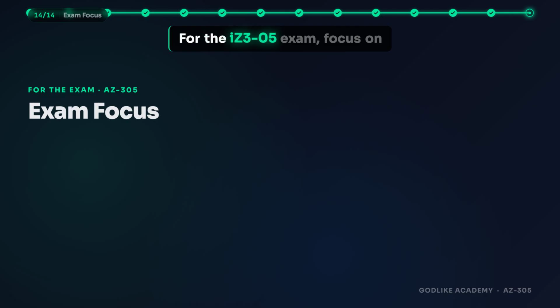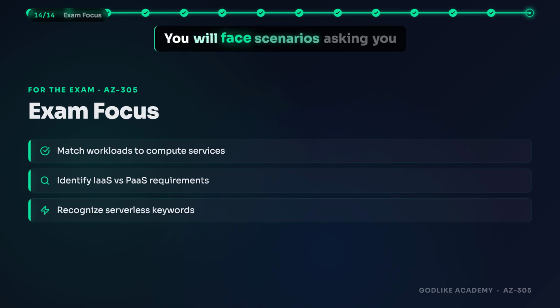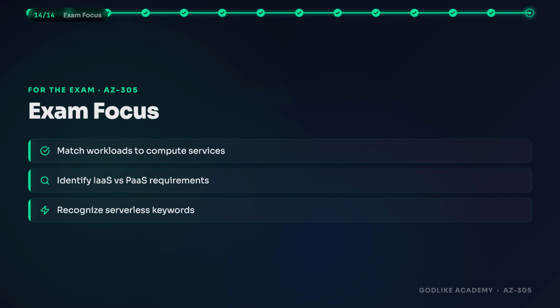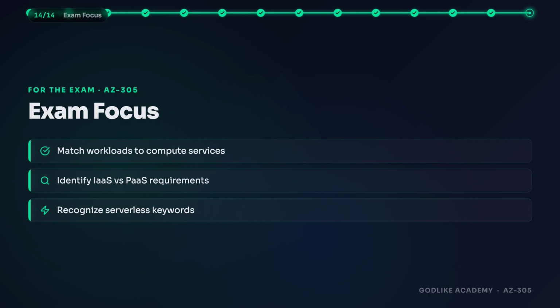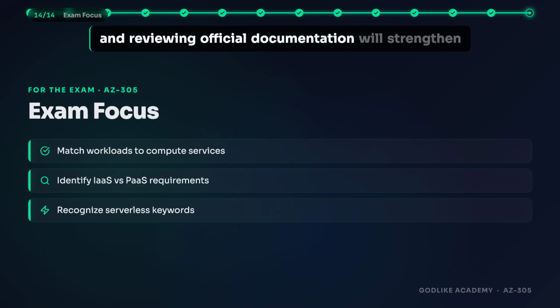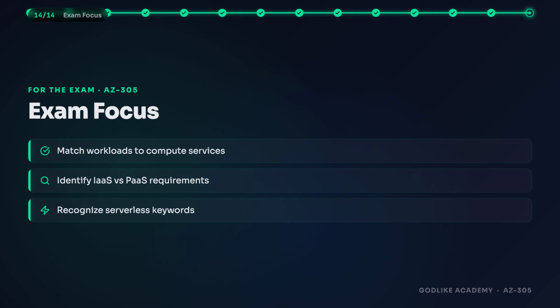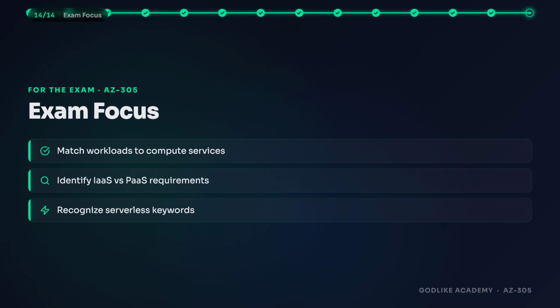For the AZ-305 exam, focus on matching workloads to the correct compute service. You will face scenarios asking you to choose between VMs and app service based on requirements for OS access or management overhead. Pay attention to keywords like serverless, container orchestration, and event-driven to identify the intended solution quickly. Practicing with real CLI commands and reviewing official documentation will strengthen your decision-making speed. Missing these contextual clues often leads to selecting over-provisioned resources that fail compliance checks.